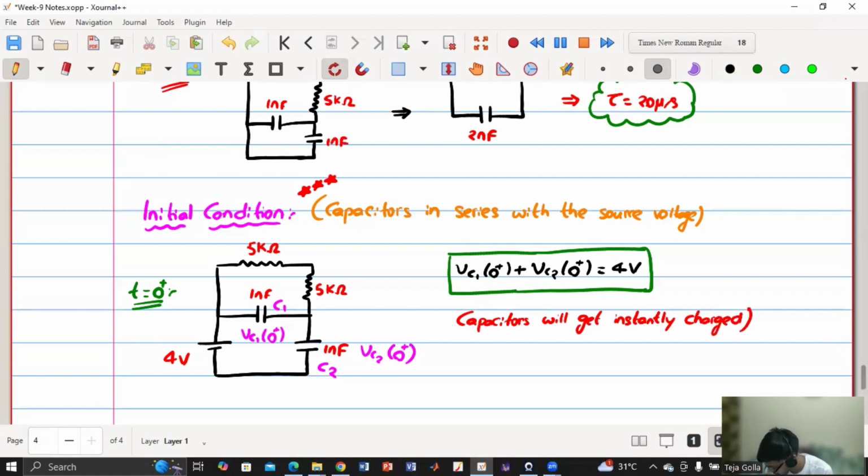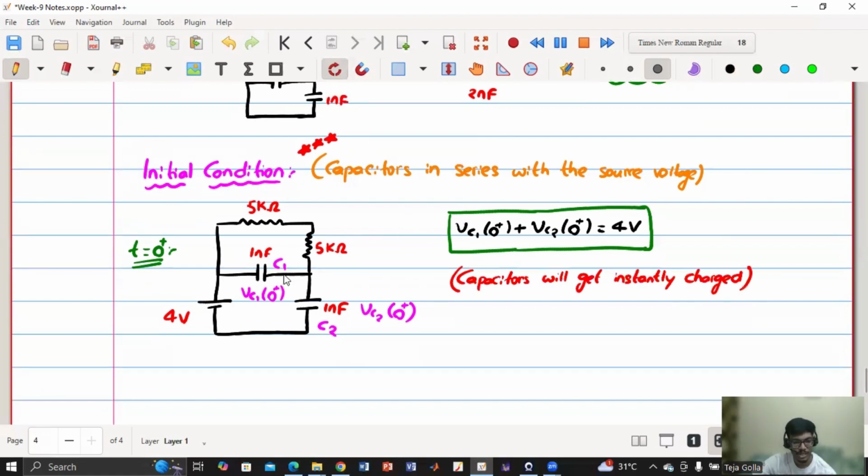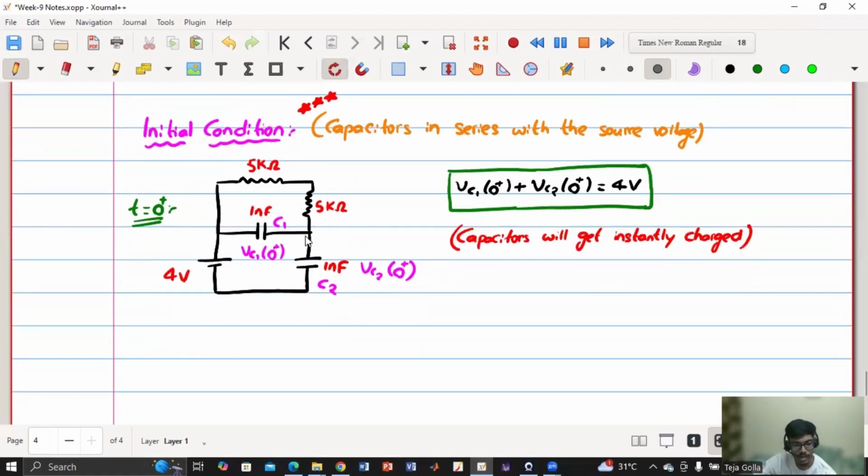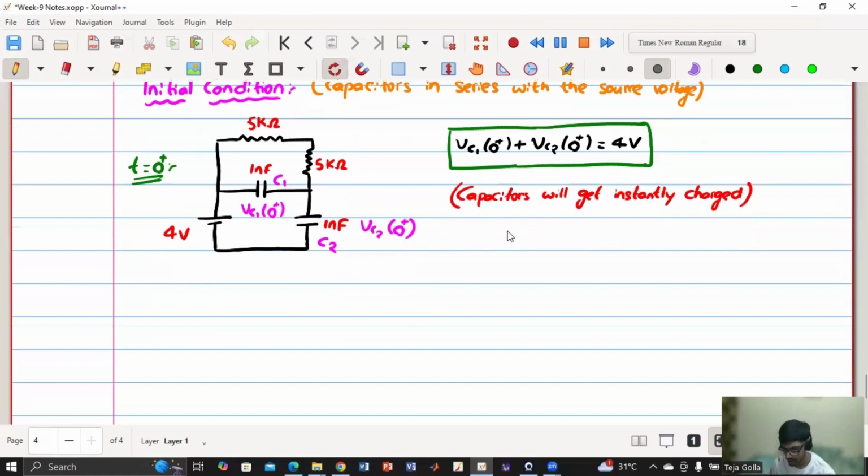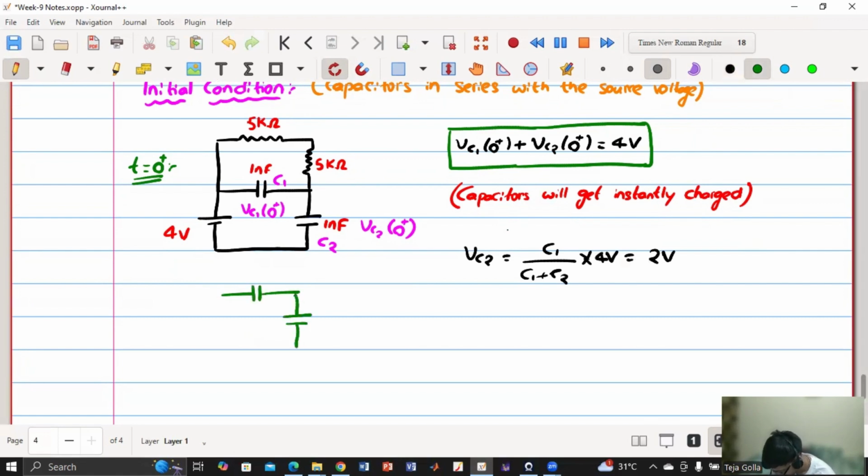right? And so for calculating the initial condition, because these two are instantly charged, resistors will not come into the picture. So we can consider this circuit and calculate VC1 and VC2. So now I can calculate VC2, which comes as C1 by C1 plus C2 into 4 volt. So it is 2 volt. So basically we are solving this type of circuit. There are two capacitors and there is one supply voltage, C1, C2, 4 volt. So capacitors connected in series. So the voltage across one capacitor depends upon the value of the other capacitance. So VC2 is 2 volt.